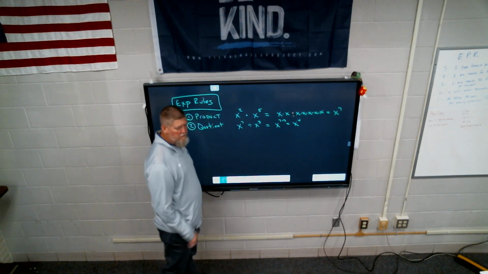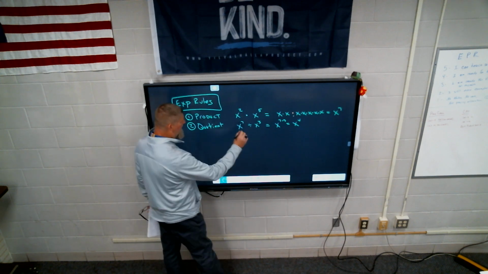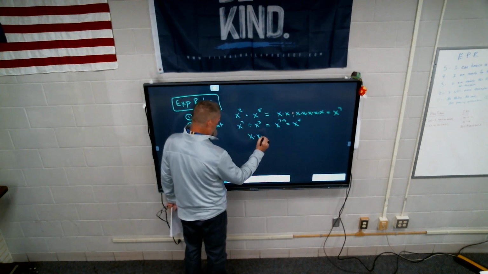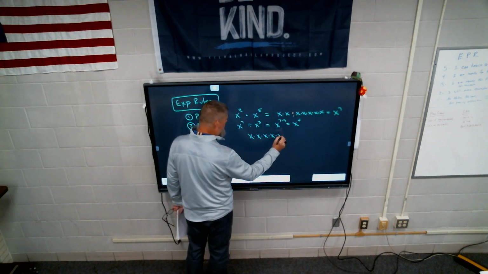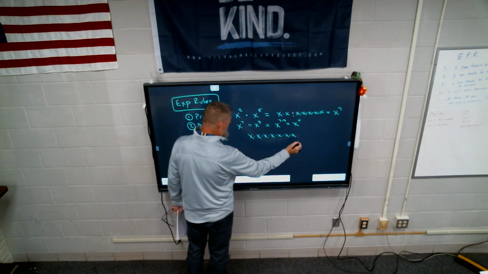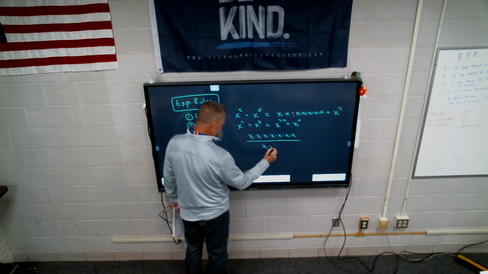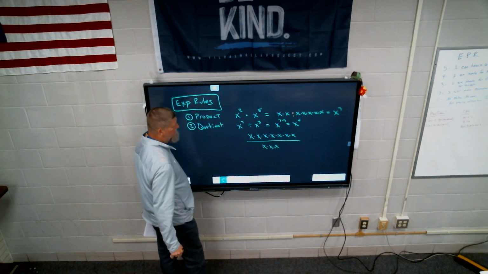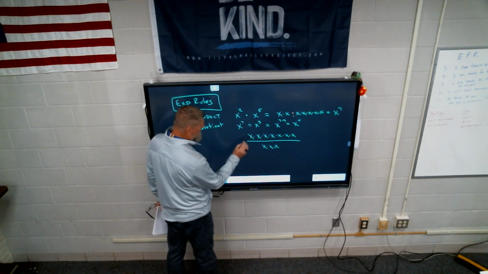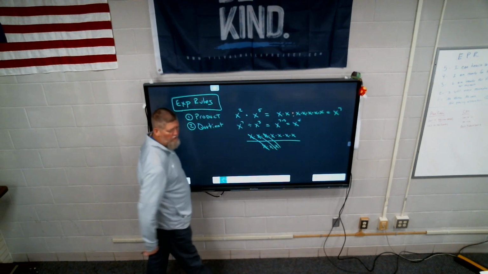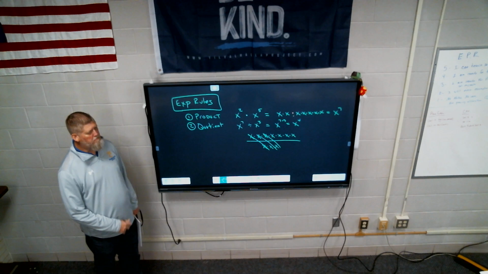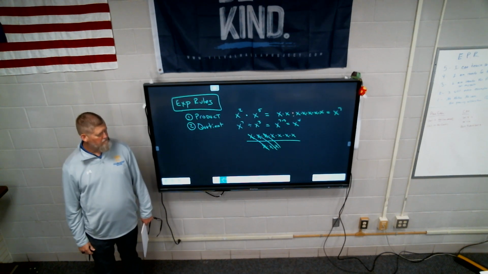Which, if you think about that division just real quick, x to the 7th, I should have done a smaller number, divided by x to the 3rd, if it's on the top and the bottom, they cancel, and I have x to the 4th left over. So division means you simply subtract the exponents.